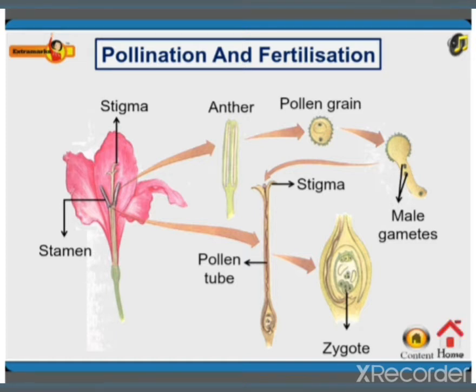Anther produces pollen grain that, by the process of pollination, reaches the compatible stigma. Pollen grain germinates and gives rise to a pollen tube. The pollen tube reaches the ovule and fertilizes the egg. After fertilization, a zygote is formed. Now let us see the process of pollination and fertilization in plants with the help of this animation.